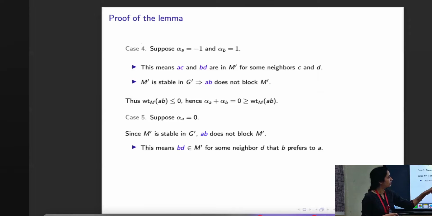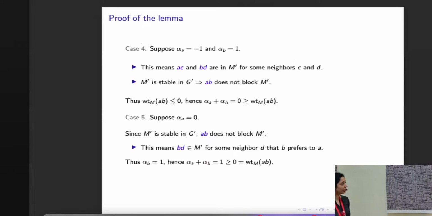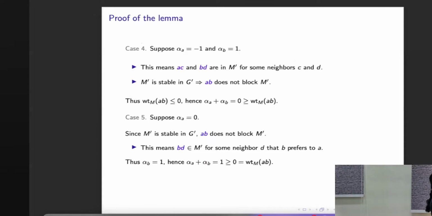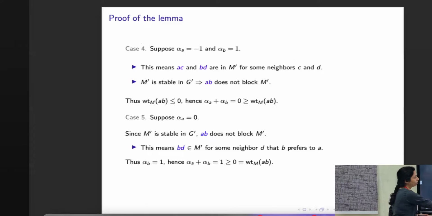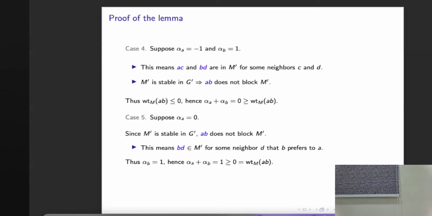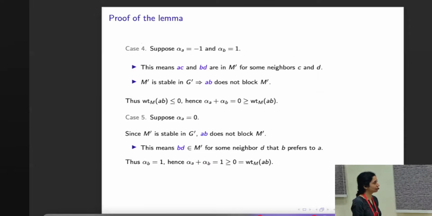So for sure it is matched along a blue edge, and moreover it is matched along a blue edge to a neighbor that it prefers to A. So alpha B is plus 1, B is in the northeast part of our vertex partition, and the sum of alpha values is 1, and the weight of the edge is 0 because A prefers to be matched to B than be left unmatched, but B prefers its partner to A, so it has a vote of minus 1 along the edge.